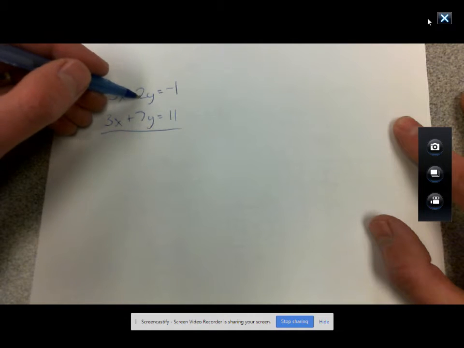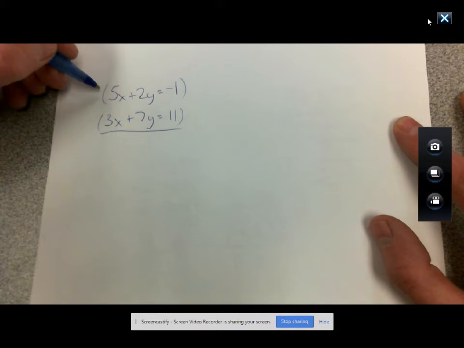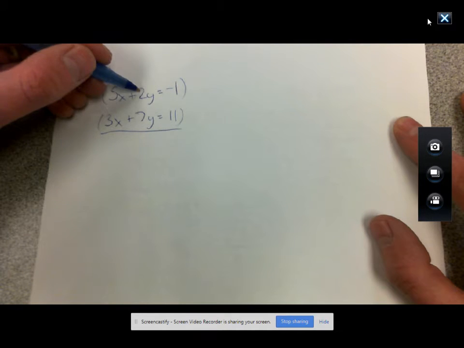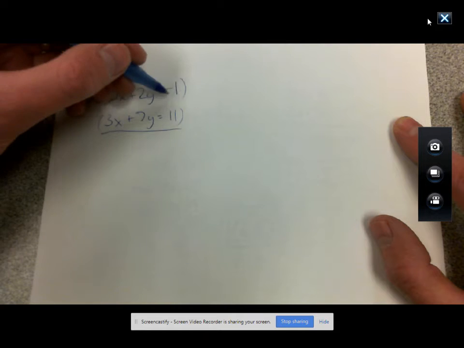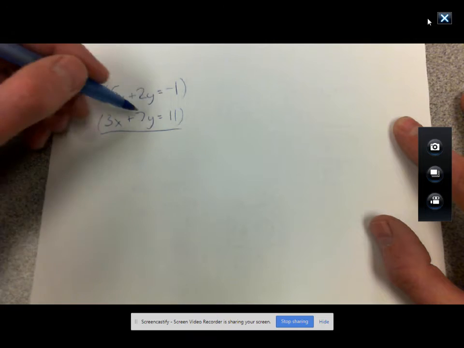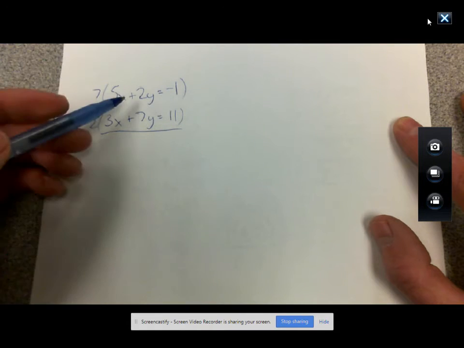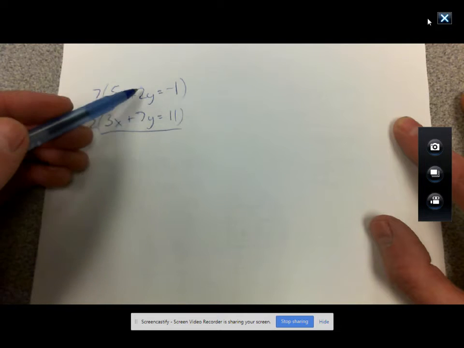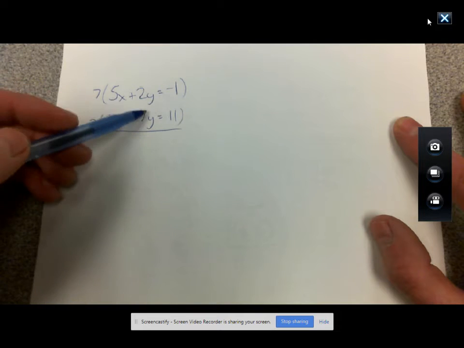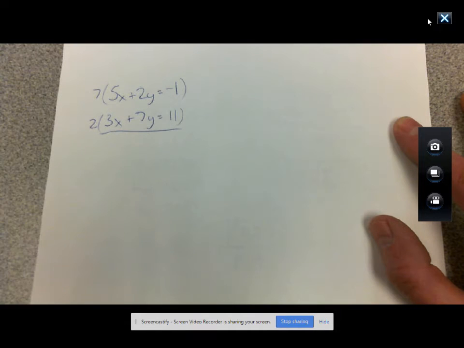I want to try and find the least common multiple between these two, but the easiest way to get a common multiple is to multiply them together. So if I multiply the first equation here times 7, again, I want these two to match. So I'm going to multiply the first equation by the coefficient here, 7. And I'm going to multiply the second equation by this coefficient here, the first coefficient, 2. I want the y's to eliminate because I'm choosing y. You could choose x, but I'm going to choose y. So I'm going to multiply the first equation by 7, second equation by 2.